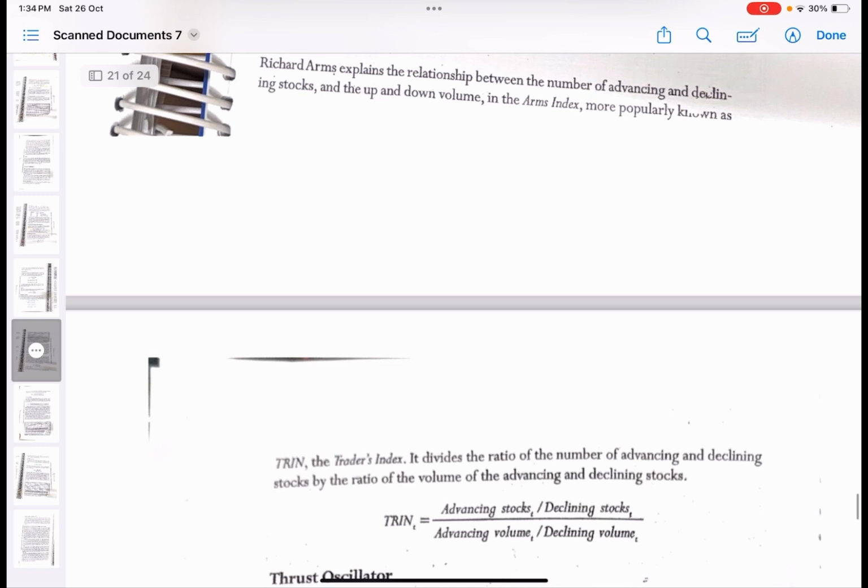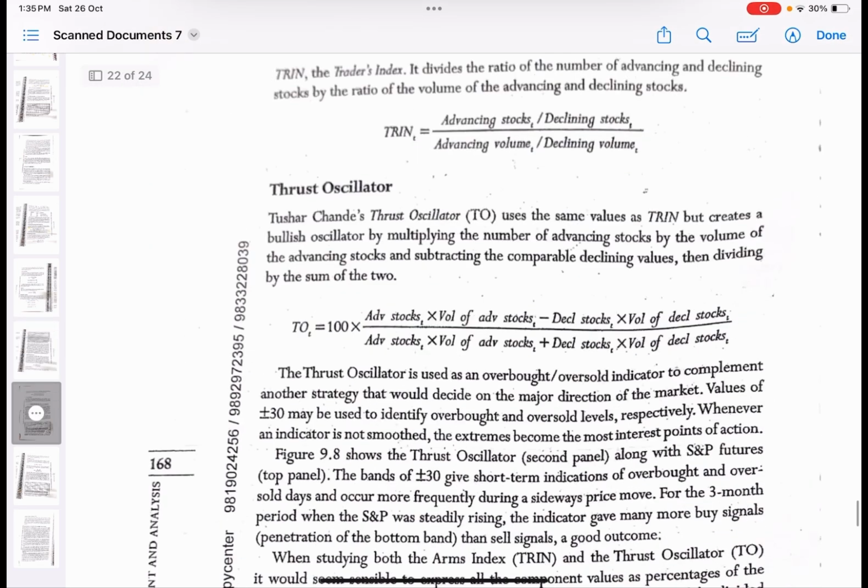And again, arms index is also known as the traders index, and this will be tested in your exam. So in the exam, if you have a question which says what is the other name for traders index, then you should understand that it is the arms index. Or if the question is what's the formula of traders index, or what's the formula of arms index, then the first thing that should come to your mind is advancing stocks divided by declining stocks, divided by advancing volume divided by declining volume. So the formula of the arms index or the traders index is very simple. It is advancing stocks divided by declining stocks overall, divided by advancing volume divided by the declining volume.